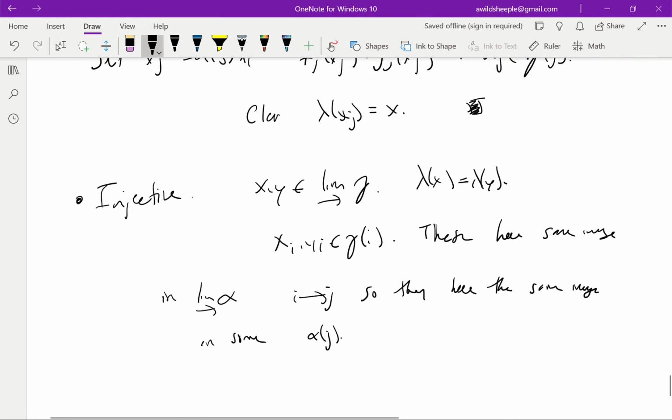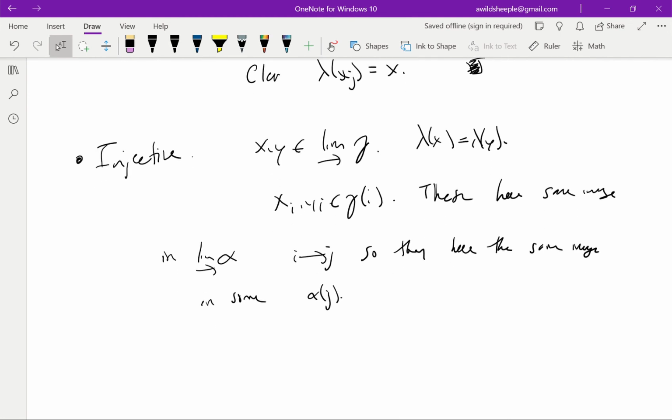Okay, and this is one of the previous corollaries that we saw. But this means that their images in gamma j coincide as well. So they're actually the same. And that finishes the proof for injectivity.